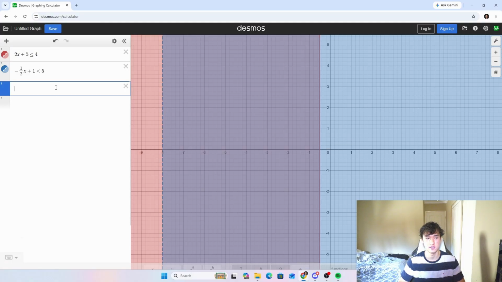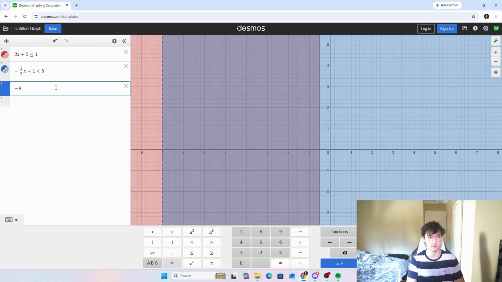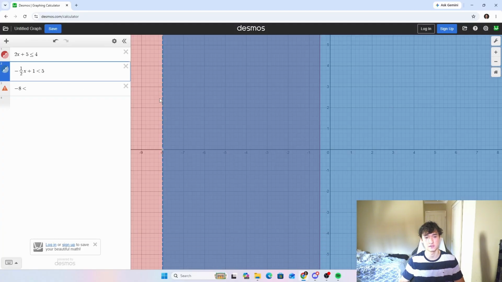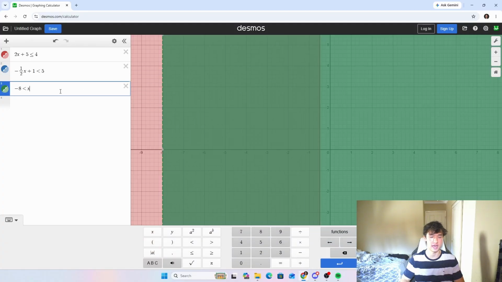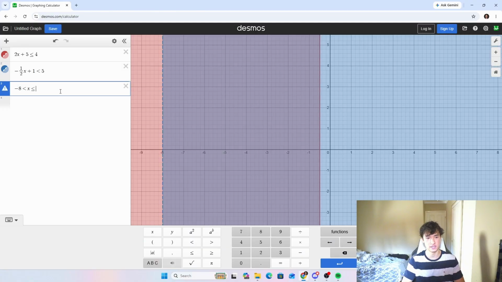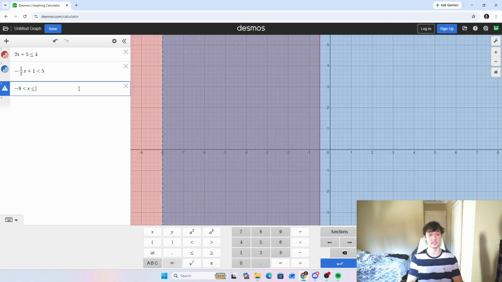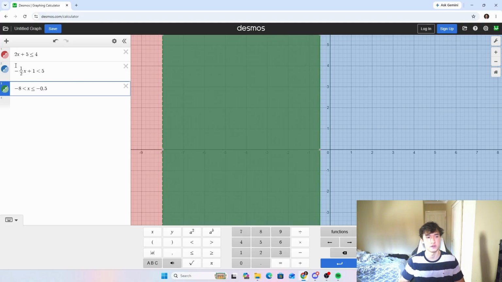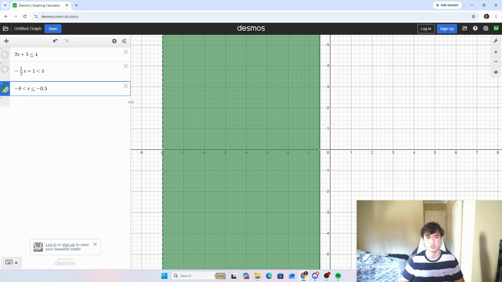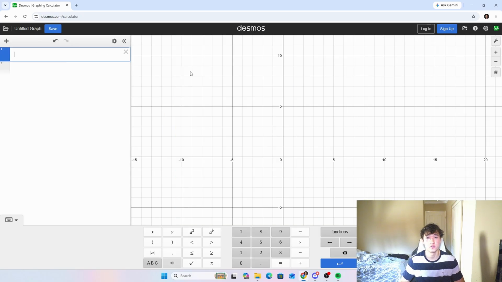So the answer would be -8 is less than, because it's a dotted line, x is less than or equal to -0.5. And you'll see that this is about to create the solution that I'm talking about. So that's the green. And that's our solution. Okay, now we're going to go into circles.